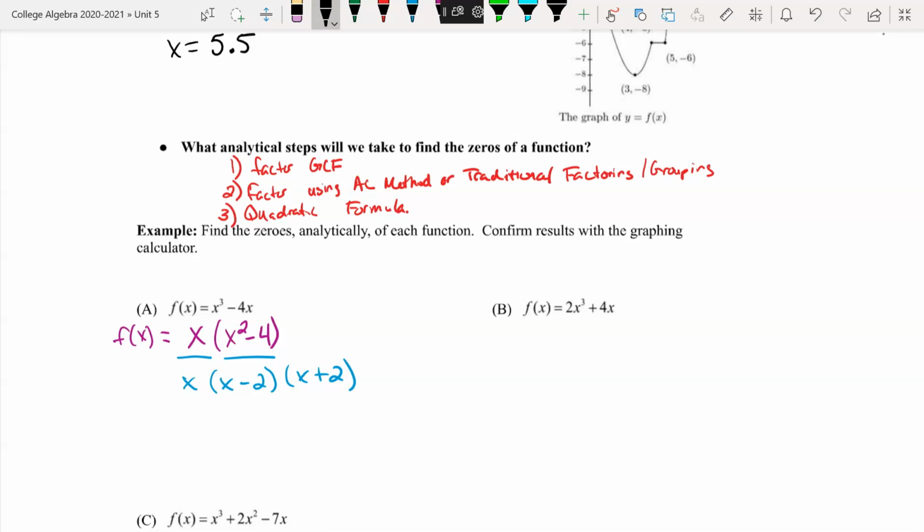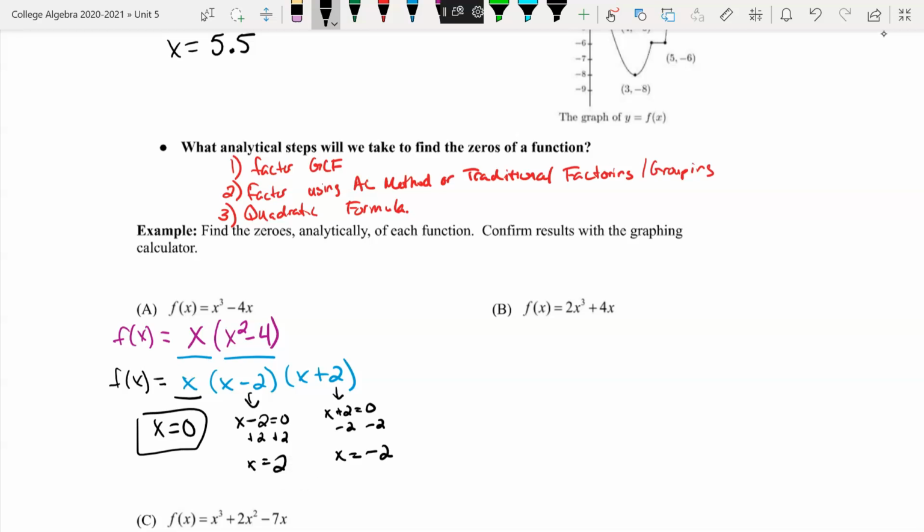So that would be something we call traditional factoring. It's a special rule, but you've seen it before a whole bunch. It's just a matter of remembering it. Now, once you get down to factor completely, you're going to say, all right, set them each equal to 0 and solve them. So x equals 0, I don't really have to solve anything. The other ones I need to add 2 and subtract 2 to get the roots. So I have x equals 0, x equals 2, x equals negative 2.